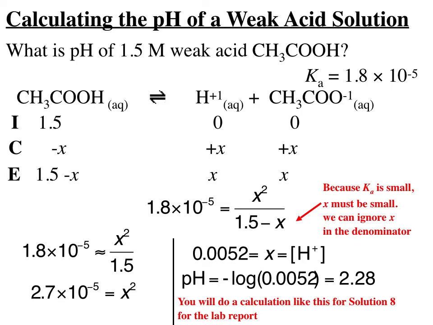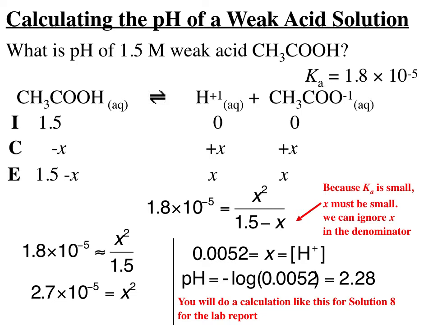Multiply both sides by 1.5 and get 2.7 times 10 to the minus 5 equals X squared. Take the square root of both sides and get X is equal to 0.0052. Now before we go any further, we should compare X to 1.5. Was it a valid assumption to ignore X in the denominator? We can see that it is. If I had really subtracted that X, I would have had in that denominator 1.4948, which is, for all intents and purposes, 1.5, which makes that problem so much easier to solve by avoiding the quadratic that I should have solved.